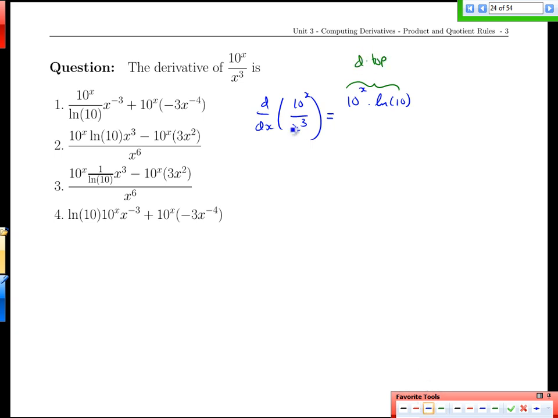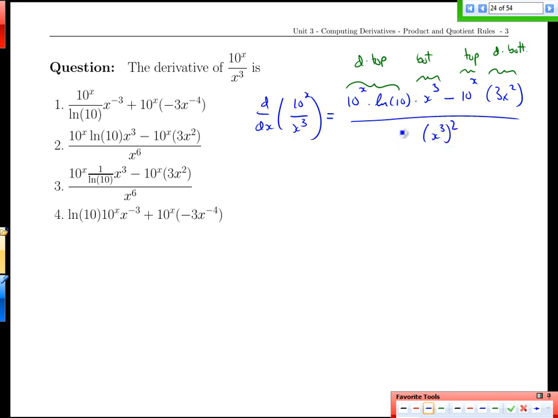And then we multiply that by the bottom, x cubed. Then we're going to subtract off the top itself, times the derivative of the bottom, which would be 3x squared. So let's add some annotations here. There's our bottom, and then there's our top times the derivative of the bottom. All of that over the original bottom squared.